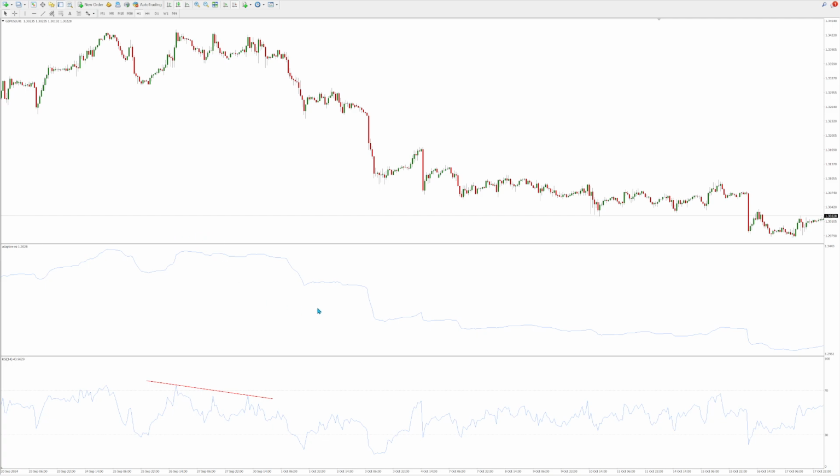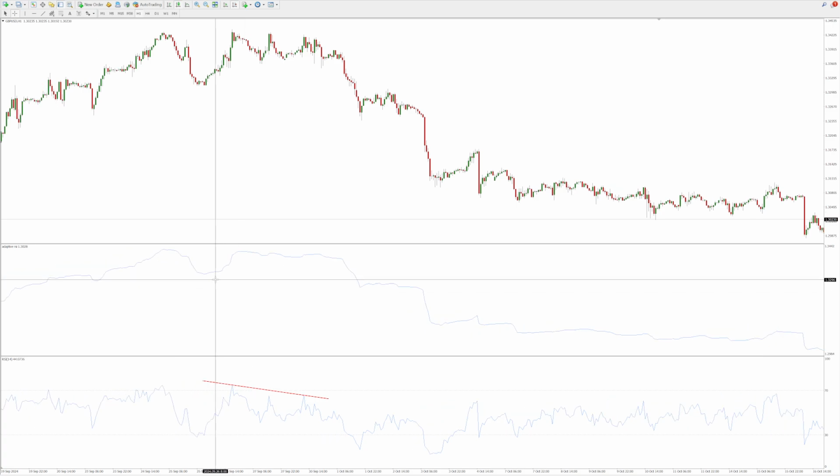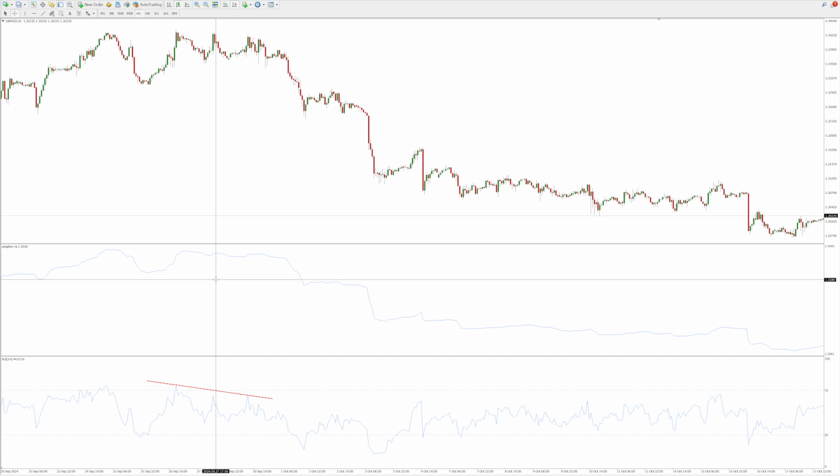Okay? In my opinion, it's not as good at divergence. However, it is perhaps more reactive when it comes to the overbought or oversold zones. And I don't mean more reactive as in it reacts quicker. I just mean it gives you better signals sometimes. And let me just illustrate what I'm saying.